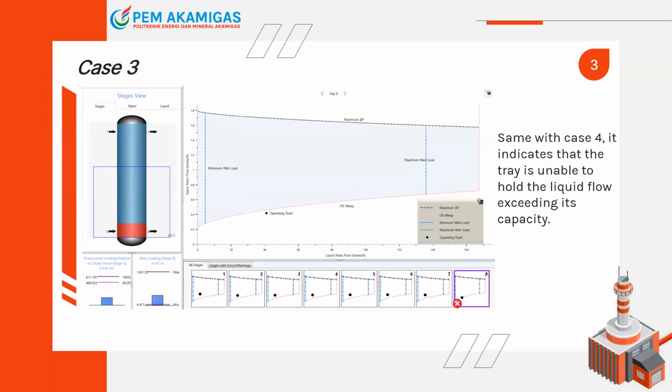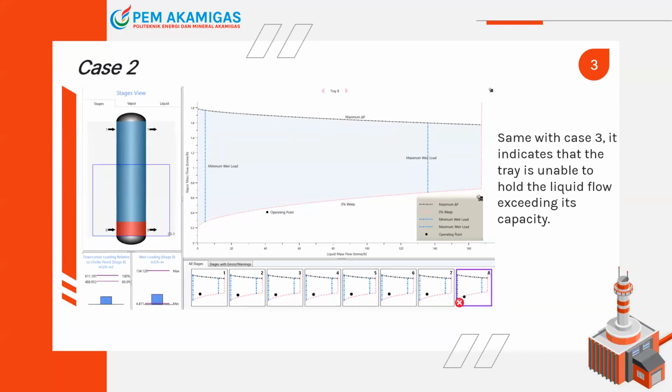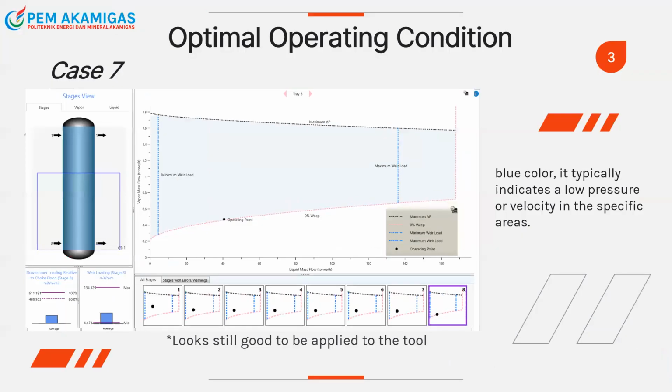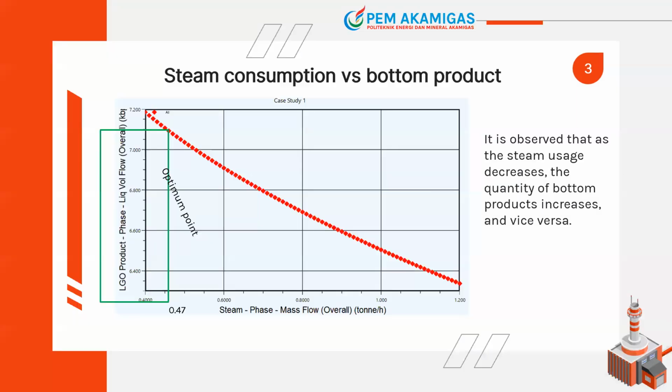Okay, cases 5, 4, 3, and 2 are the same case. This indicates the optimization condition. That's case 7, which is marked in blue color. It shows no indication of flooding and weeping, so the operating condition can be applied to the stripper column. By comparing also the design limits and specification limits, we choose the condition in case 7 as the optimal point.